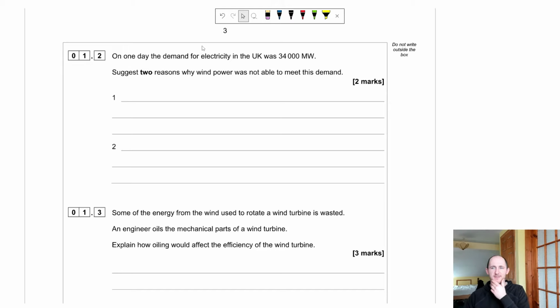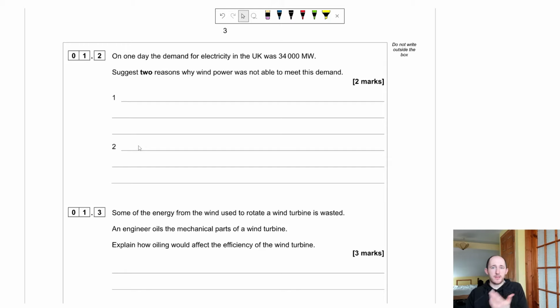So on one day, the demand for electricity was 34,000 megawatts. That's 34 gigawatts. So, just two reasons why wind power is not able to meet the demand. Well, again, this is the overall power demand of the entire UK. So that might be a good thing to think about. But first of all, why is wind power not able to meet it? There's three reasons I come up with. It's only asking for two.